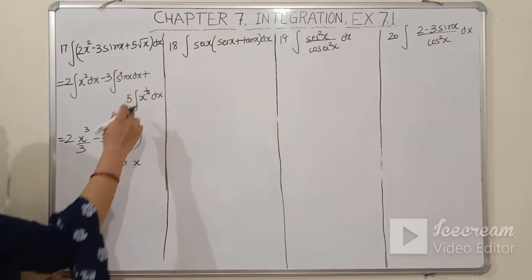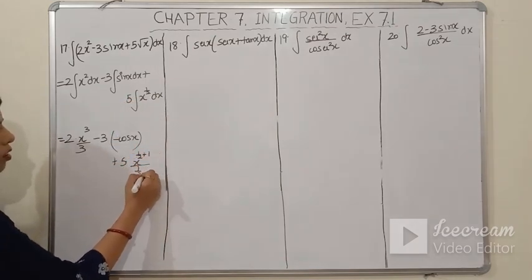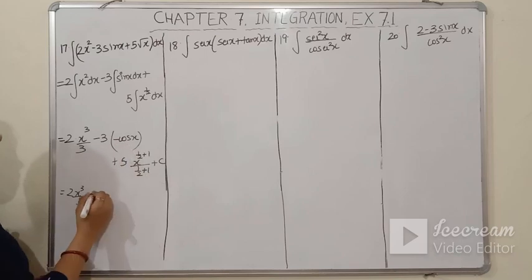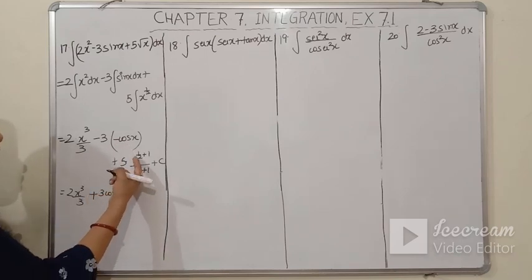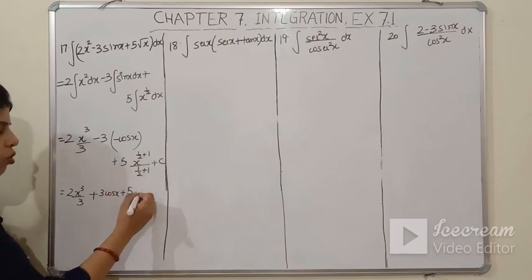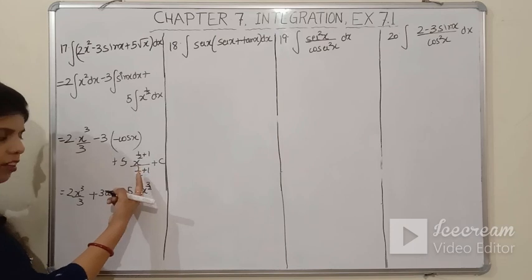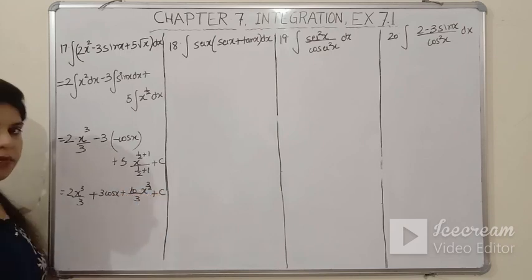Again, this is of the form x raised to power n, which is going to be x raised to power n plus 1 upon n plus 1, plus c. So the final answer is 2x cubed by 3, minus minus will become plus 3 cos x, plus 5 into, arranging this, 1 by 2 plus 1 will become 3 by 2, and in the denominator also I will get 3 by 2, which becomes 2 by 3. So 2 by 3 will become 5 into 2, which is 10 by 3, plus c.